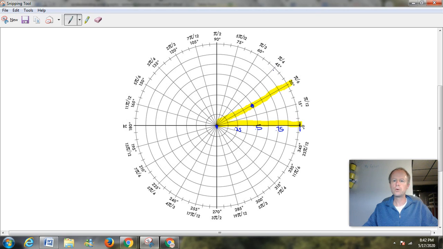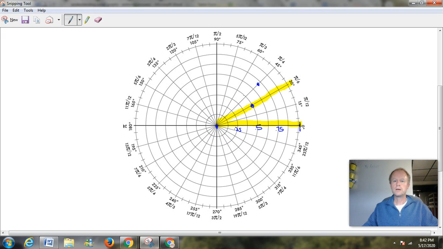At pi over 4, I'm not going to highlight this one, but you can see the same thing, pi over 4, and it's 0.707. So 0.707 is just before 0.75, so it's going to be right about in there. So I'm going to put a point right there. So there's my next point.